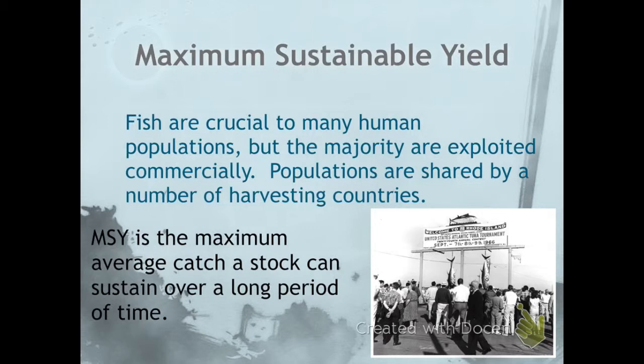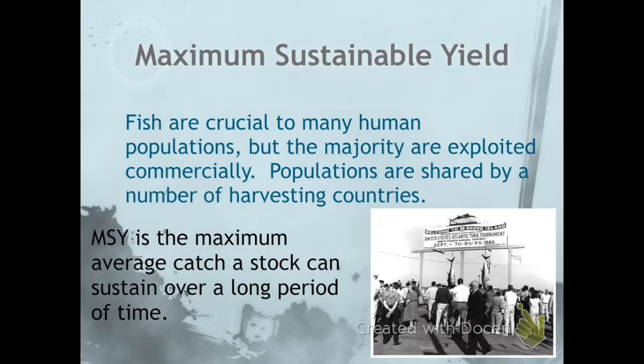Alright, so last thing, because fish are crucial to so many human populations, populations need to be monitored. So what happens is there are different countries that get together and set what's called the maximum sustainable yield. The maximum sustainable yield is the maximum average catch a stock can sustain over a long period of time.